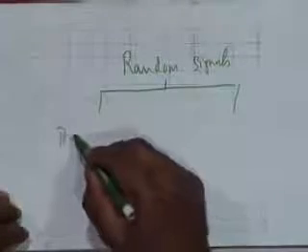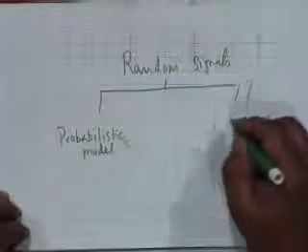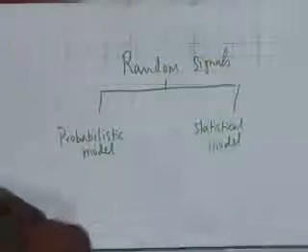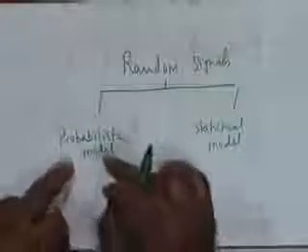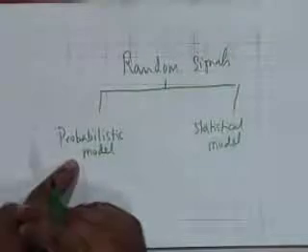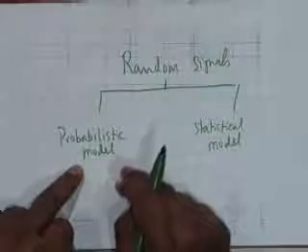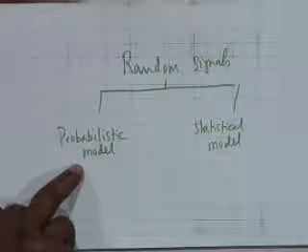Now, there are basically two kinds of models for characterizing random signals. One is the probabilistic model, and the other is the statistical model. We have to distinguish between the two. The probabilistic model is more precise than the statistical model, but unfortunately we cannot use the probabilistic model, that is only probability, either discrete or continuous, in system analysis.